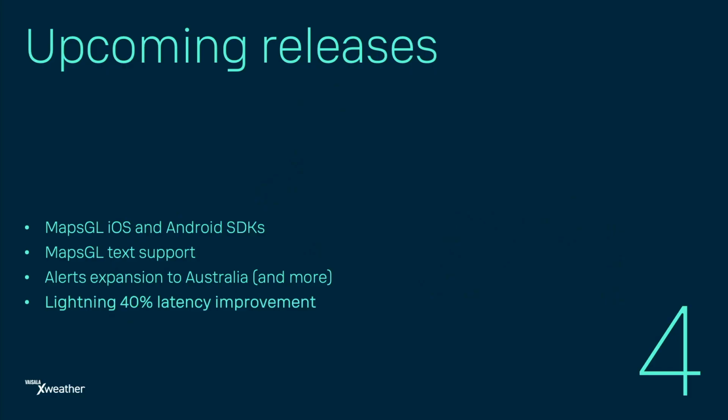Again, some upcoming releases that we have. We mentioned iOS, the beta's out now, and then with Android, we're going to have a release in June. Another request that we've been receiving a lot is to be able to have text support within the JavaScript Maps.gl library. So that is on the way. So you'll be able to display your temperatures, your wind speeds, or any of the data elements there for cities across the globe, or if you have specific assets that you want to display that information for, you'll have that option as well.